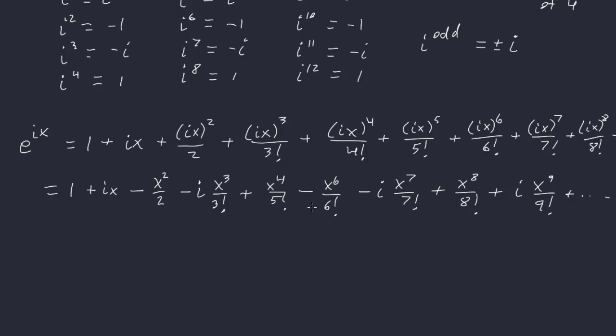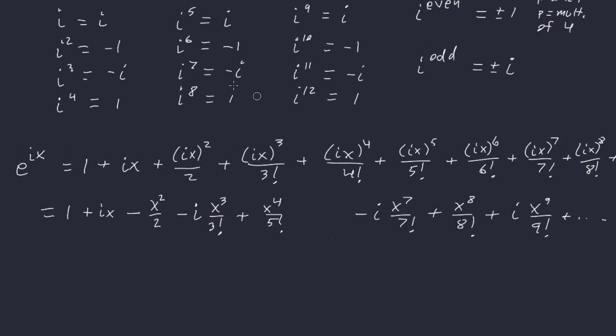What did I do there? I skipped to the fifth power, didn't I? i to the fifth. Sorry about that. i to the fifth is i, so this piece will become just plus i x to the fifth over 5, then minus x to the 6th over 6 factorial plus i. There we go.